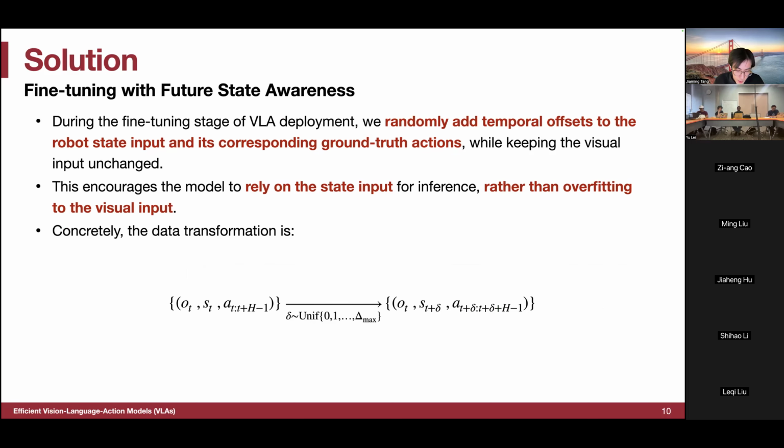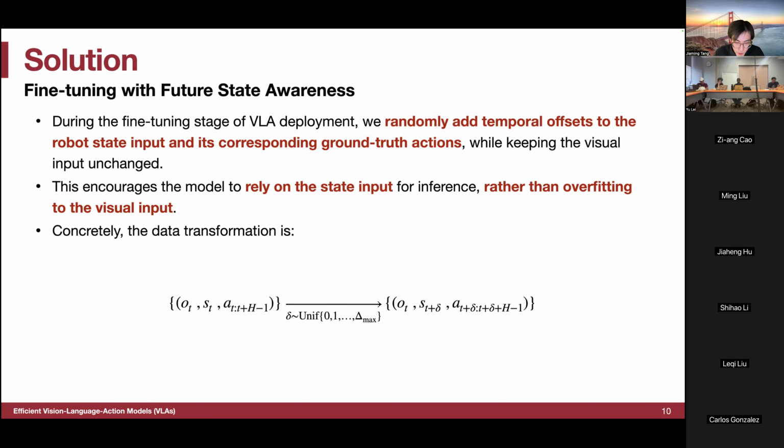But actually, we found this can be easily fixed by fine-tuning. For the current VLA models, deployment always requires some fine-tuning on demonstration data to adapt to the new environment. So during that fine-tuning stage, we can randomly add some temporal offsets to the robot states input and also its corresponding ground truth actions. And at that time, we can keep the visual input unchanged.